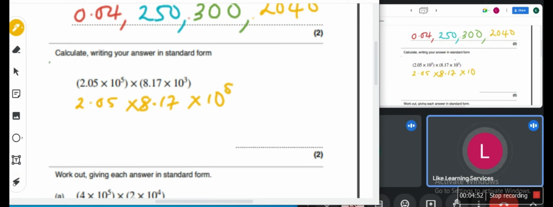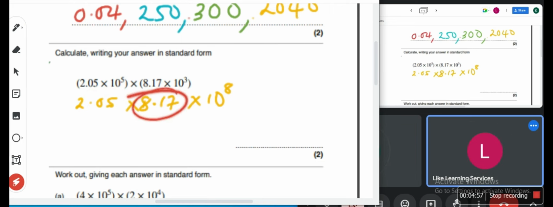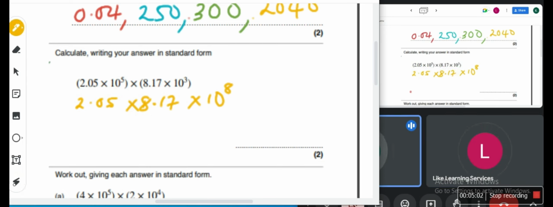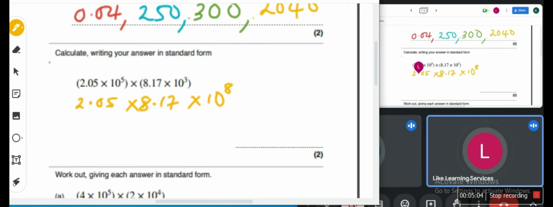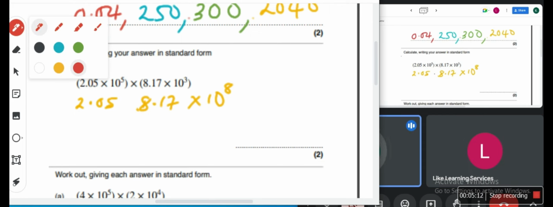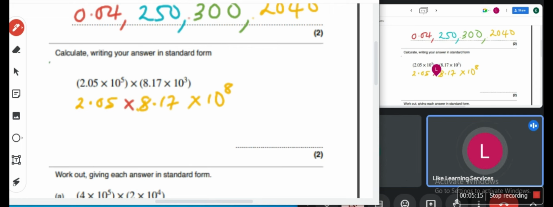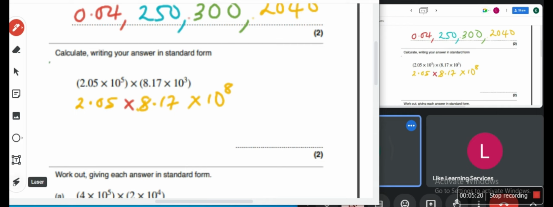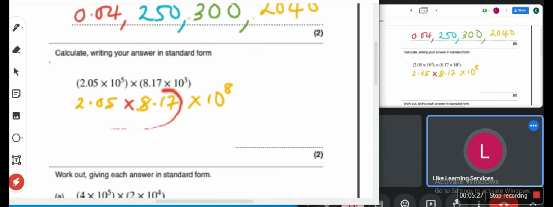So I think it's better I write for you so that we can write faster. Okay, so you do this too. What is 2.05 times 8.17? You will need your calculator. It's a calculator allowed question. 2.05 times 8.17. That's 16.7485.